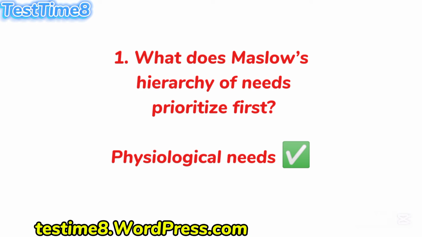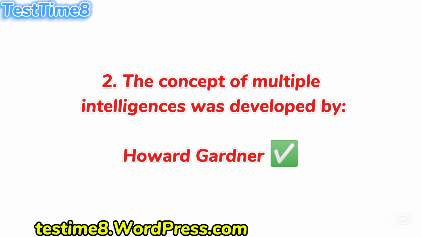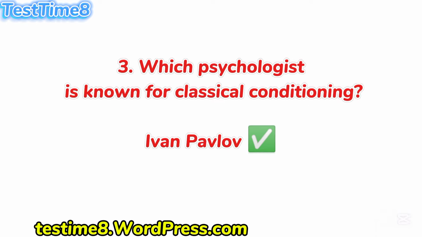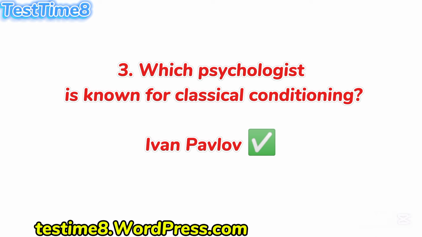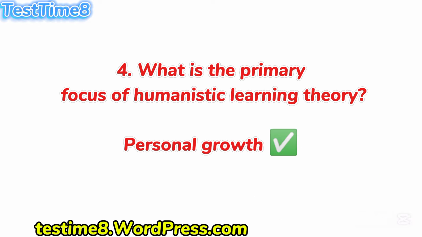1. What does Maslow's hierarchy of needs prioritize first? Physiological needs. 2. The concept of multiple intelligences was developed by Howard Gardner. 3. Which psychologist is known for classical conditioning? Ivan Pavlov. 4. What is the primary focus of humanistic learning theory?